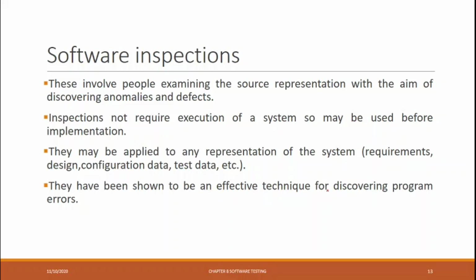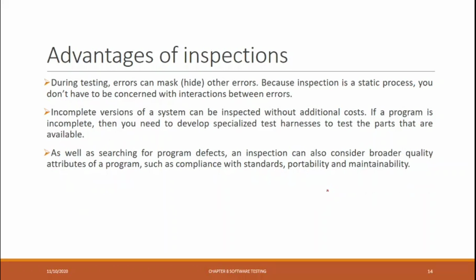So inspection is one of the best techniques to discover the problems or errors in a program. These are the steps taken in software inspection. They involve people examining the source. Inspection does not require execution, and may be applied to any of the requirements. They have shown to be an effective technique for discovering program errors.